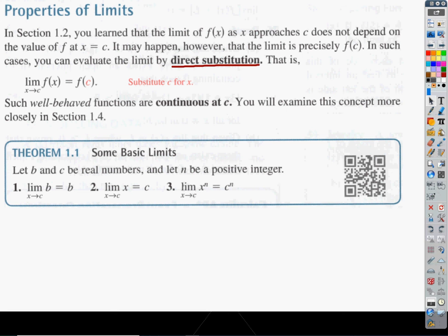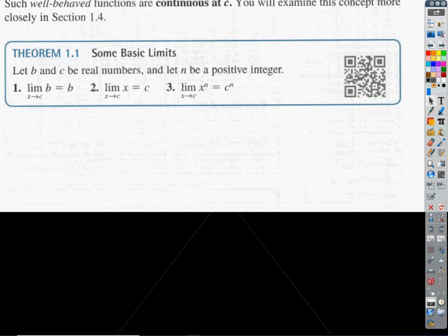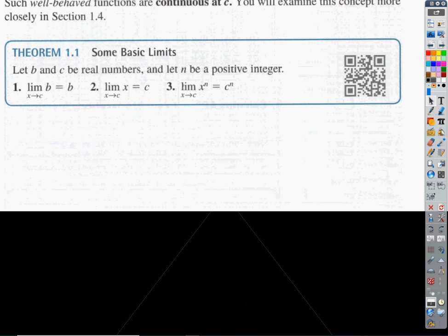So some basics then, and let's just look at the graphs of these for a second. What about number 1? The limit of b as x approaches c. So what is the function here, first of all, that the ant is walking along? f of x equals what?